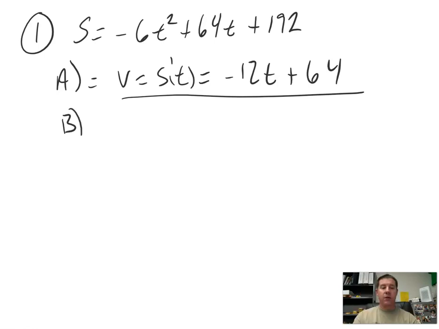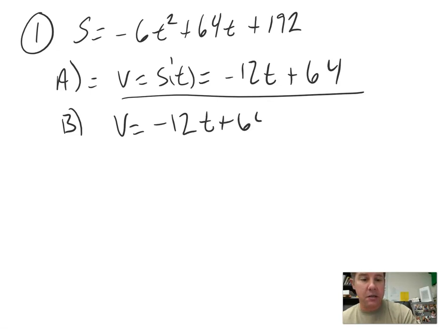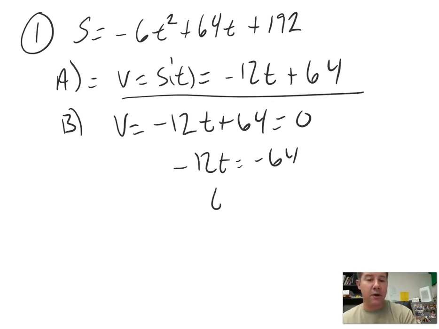Okay, part B. We want to know when the stone reaches its highest point. If the stone goes up and then comes back down, it's going to have to stop somewhere, right? So to find when it's at its highest point, I'd take my velocity and set it equal to 0. Solving this equation, I get negative 12t equals negative 64, or t equals 16 over 3. That's when the velocity stops, and therefore when it's at its highest point.